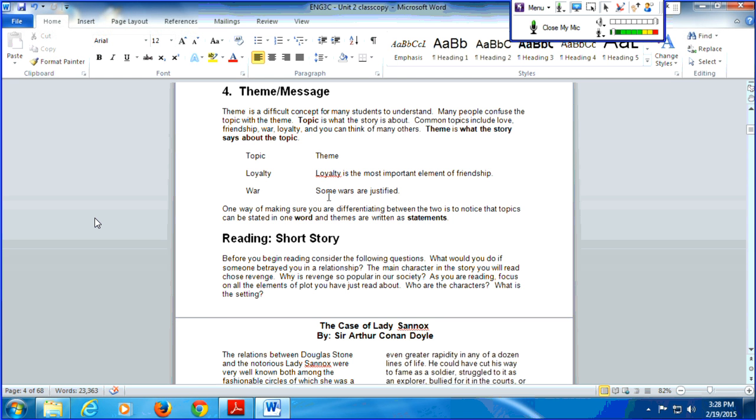One way of making sure you're differentiating between the two is to notice that topics can normally be stated in one word, like love or war, and themes are often written as statements.